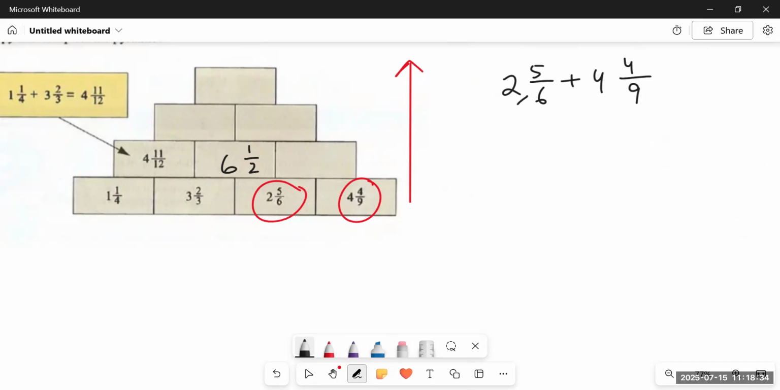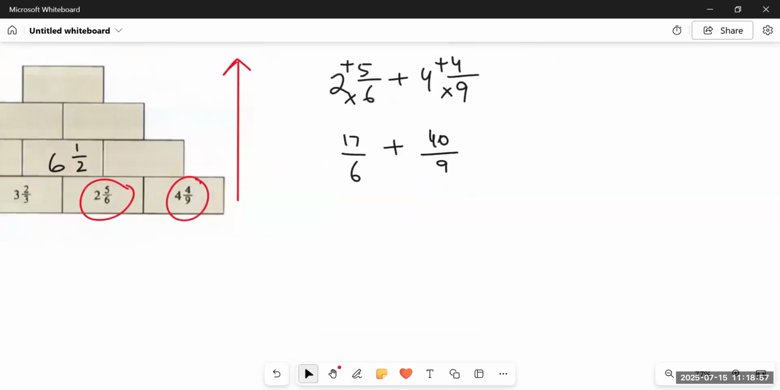Again, we are going to convert them into improper fractions by multiplication and addition. 2 sixes are 12 plus 5 is 17 upon 6, plus 4 nines are 36 plus 4 is 40 upon 9. Now making the denominator same. Since you can see that 6 and 9 have a common factor 3, what we can do over here is find the LCM of 6 and 9.